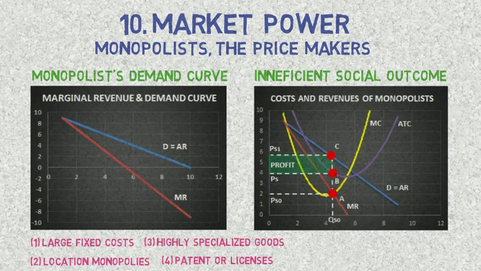This is why public utilities such as electricity, natural gas, local telephone service, mail delivery, and municipal water are either regulated monopolies or goods provided by some level of government.